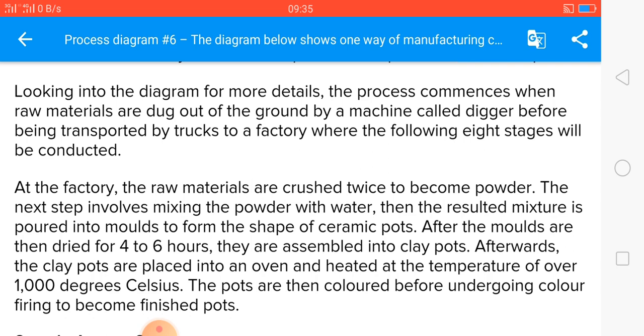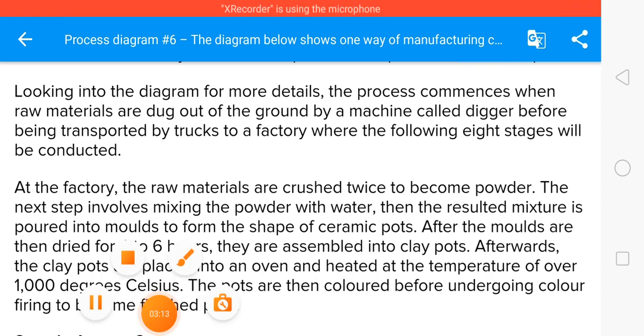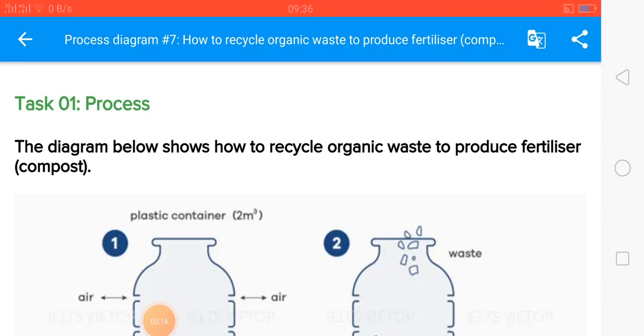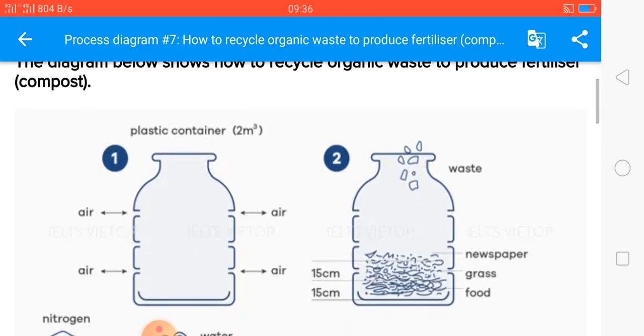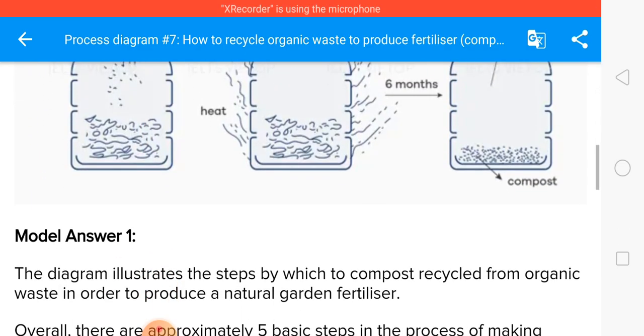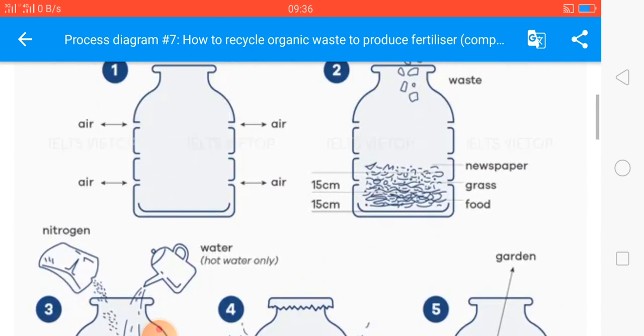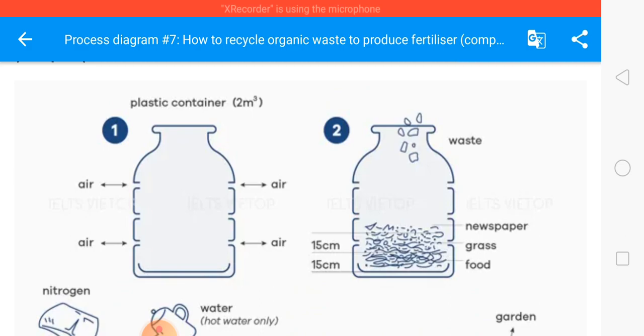Now I'm going to share with you the second process chart. The second process chart is related to recycling of organic waste to produce fertilizer or compost, or garden compost. So here you can see the steps 1, 2, 3, 4, 5. 5 steps are given here. In the first step, you can see a plastic container with a volume of 2 cubic meters is taken, and it has holes on both sides. 4 holes are there, so the air can easily pass through the container.